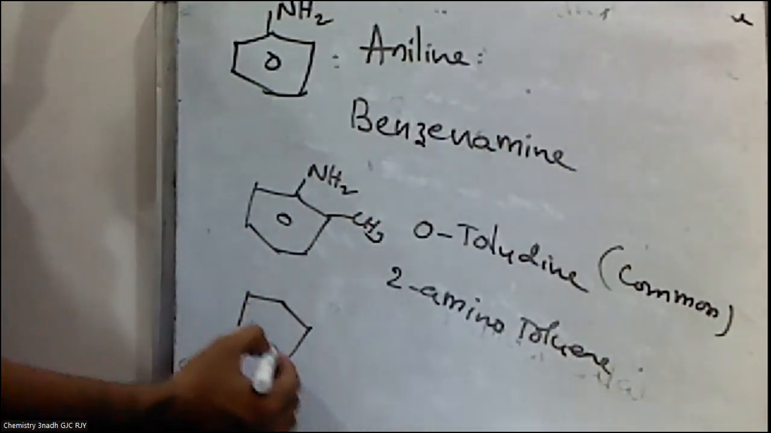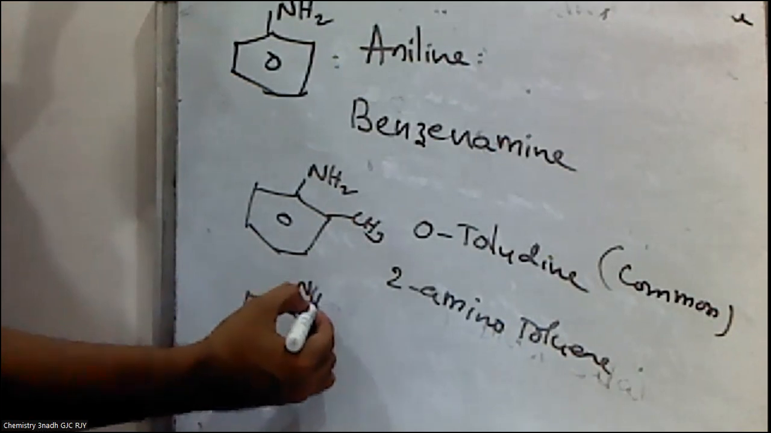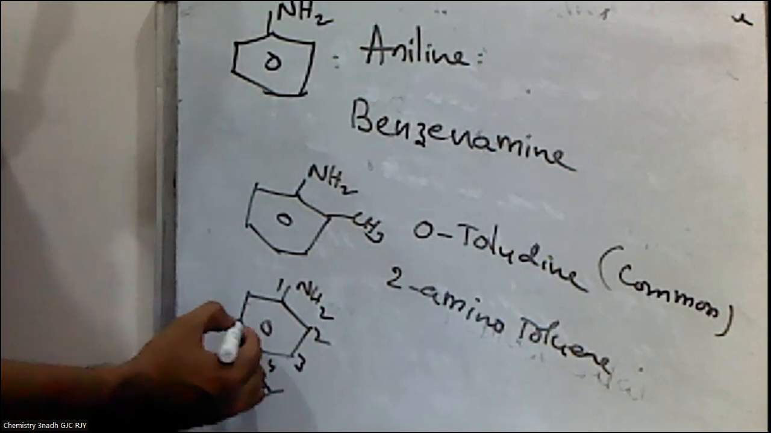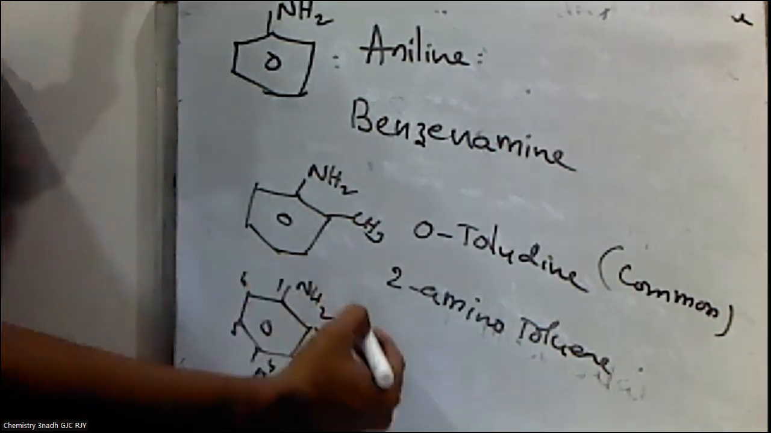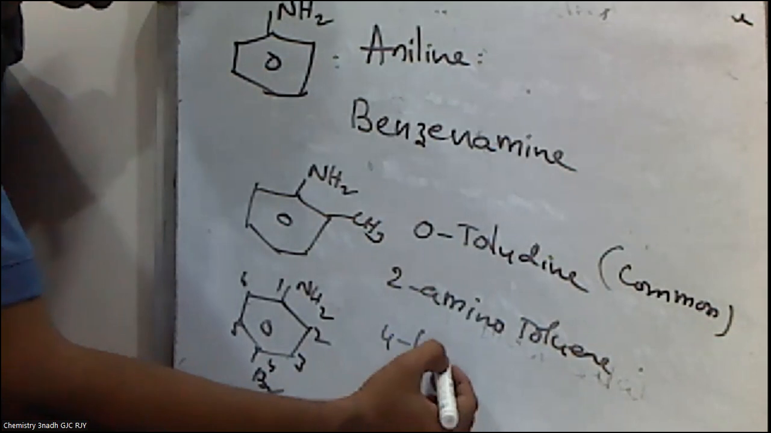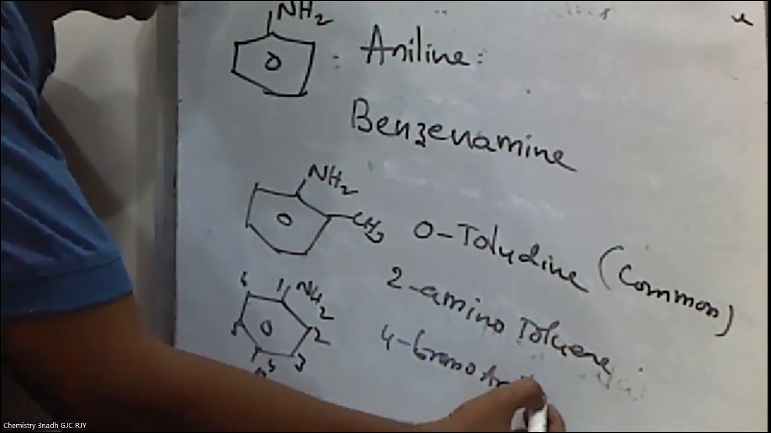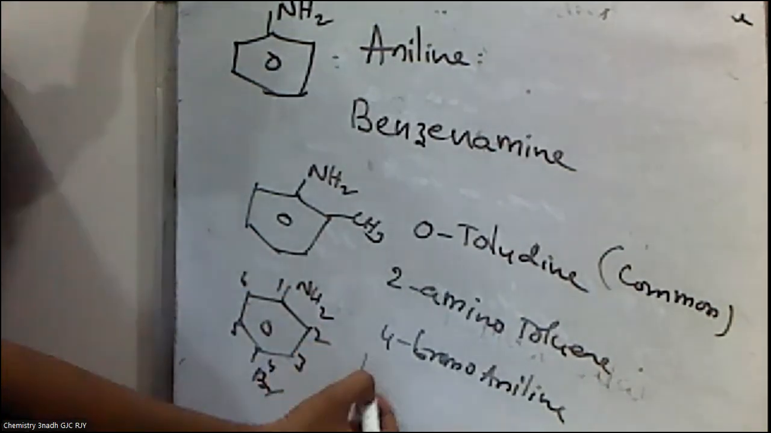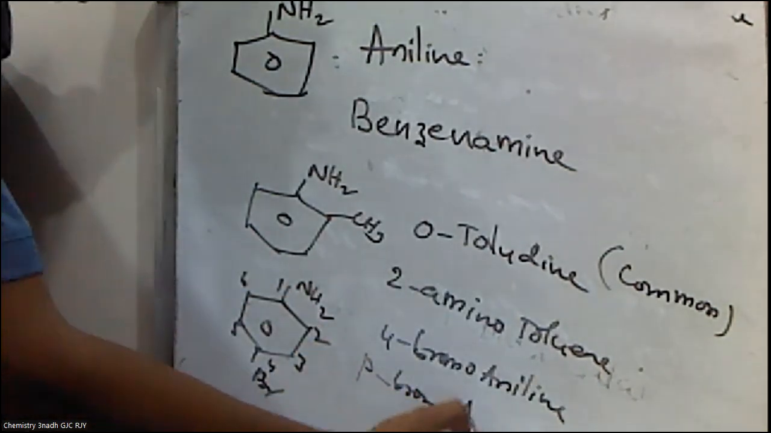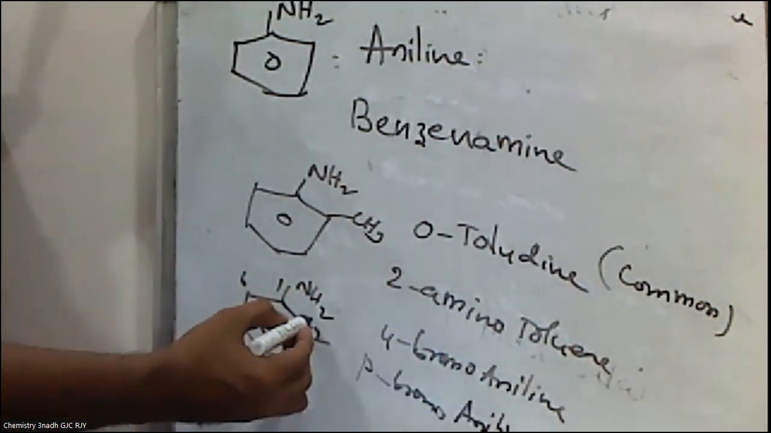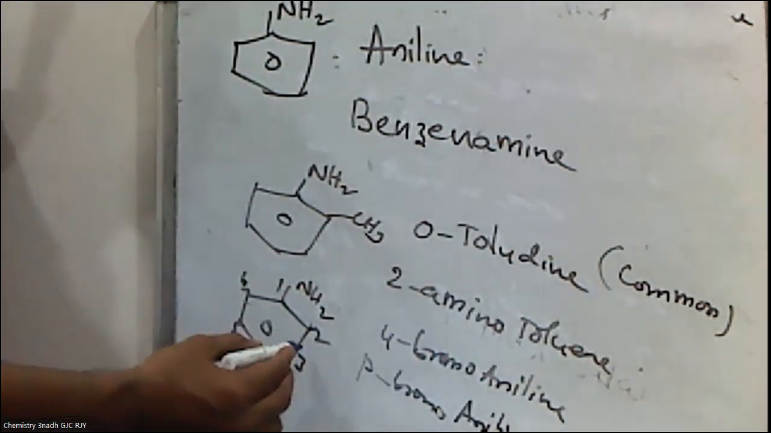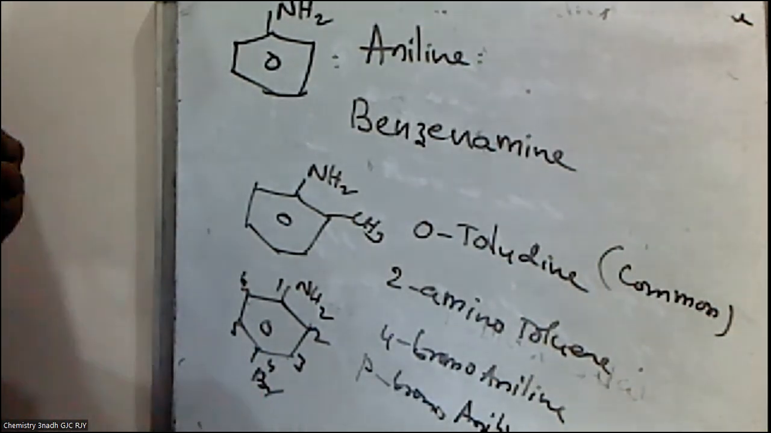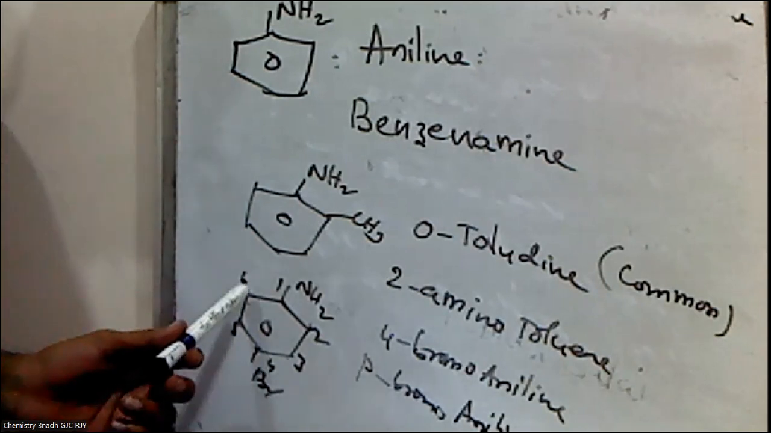For example, if you take NH2 and Br. Now, what is the position, 1, 2, 3, 4, 5, 6? Its IUPAC system name is 4-bromoaniline. Or in common system, it is called para-bromoaniline, because we know that 2 and 6 positions are ortho positions, 3 and 5 positions are meta positions, and fourth position is para position.